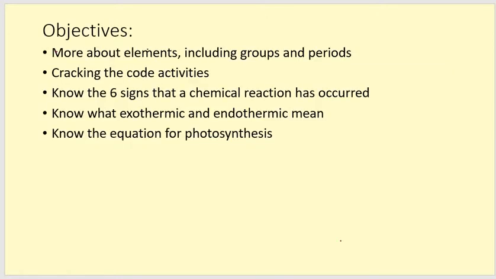Now we have got 5 objectives today. We're going to learn some more about elements, including which way round groups and periods go. We're going to have some practice with periodic tables. That's what cracking the code is. We're going to know the 6 signs that a chemical reaction has occurred. We're going to know what exothermic and endothermic mean, a couple of examples of each.